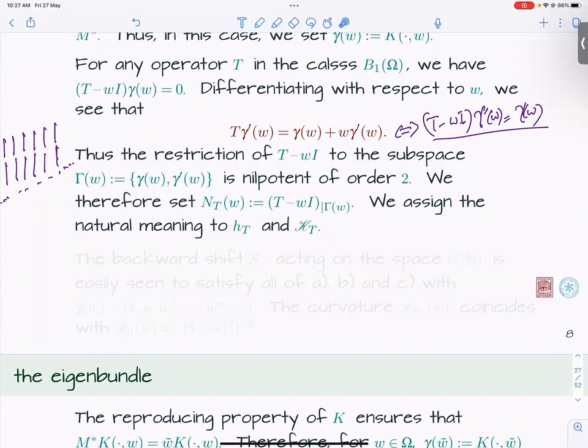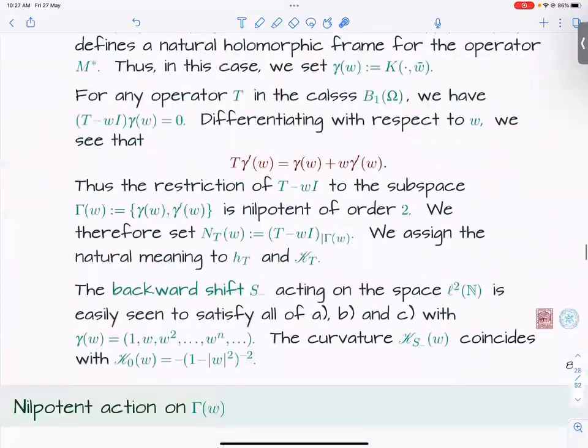Now we assign a natural meaning to H_T and K_T omega. Now where is H_T and K_T omega? Just one second.